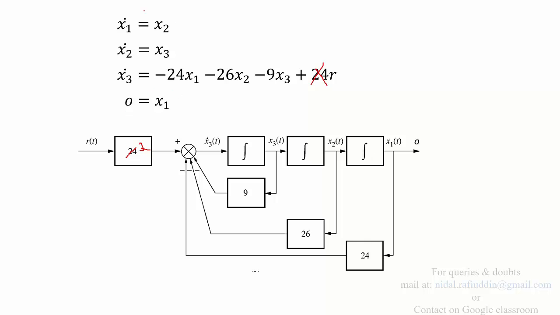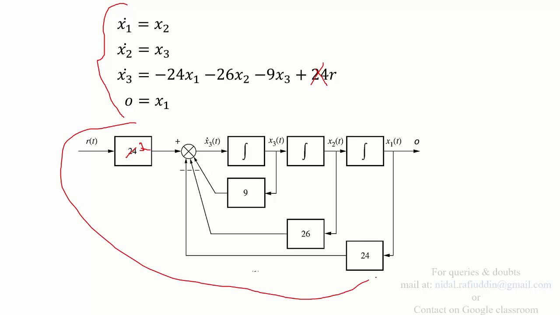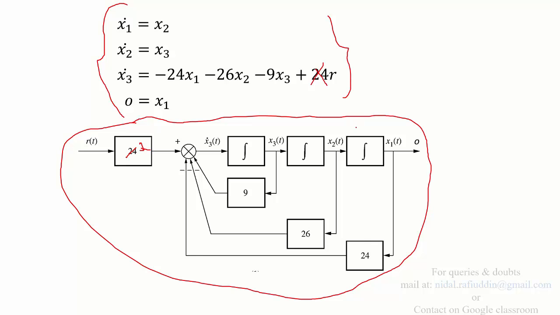So if you implement these state equations and the output equation in the form of a state model, what you get is the model shown over here. This is very similar to the question that we did in the previous example, except for the numerator that in this case has 1 instead of 24. So what we have is R(t) fed to the comparator and all the other blocks connected using these equations.